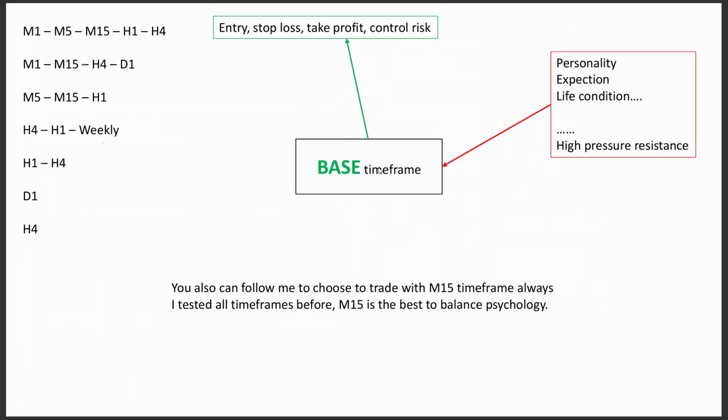Now you need to have the base time frame that you use more, or the time frame that you get your market structure from to enter and all of that. But it's based on your personality and the way you are. I'll explain that shortly.